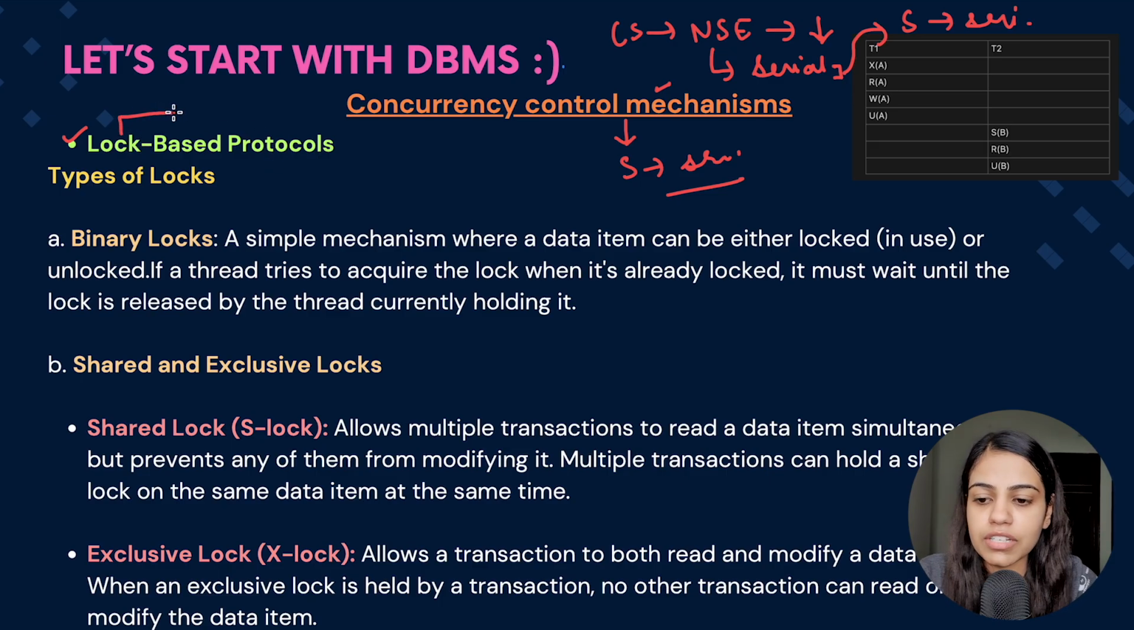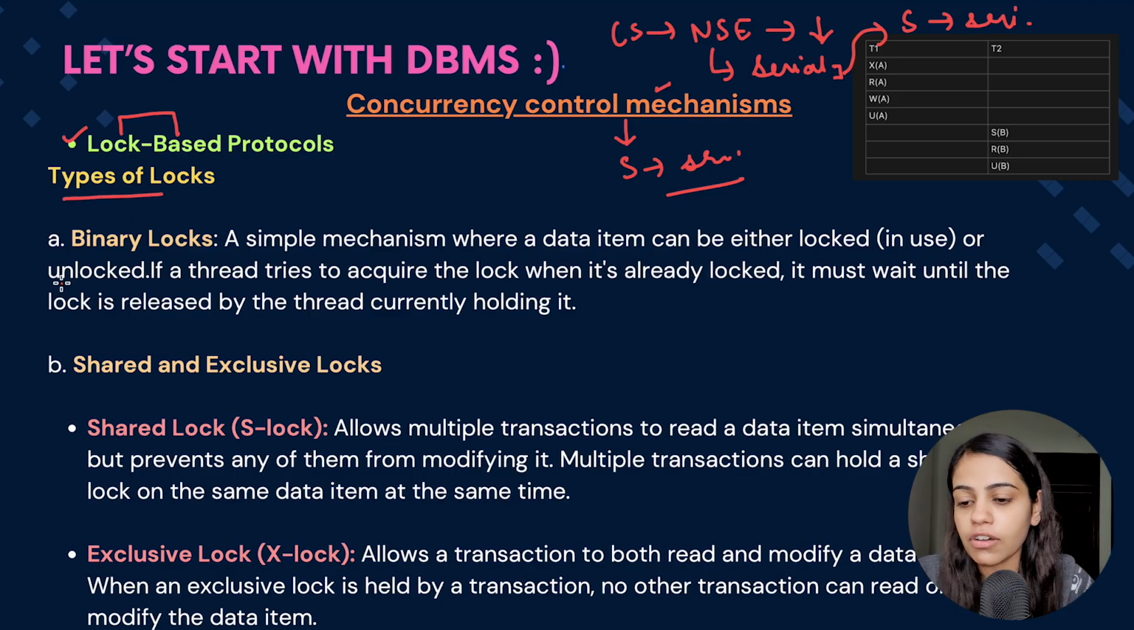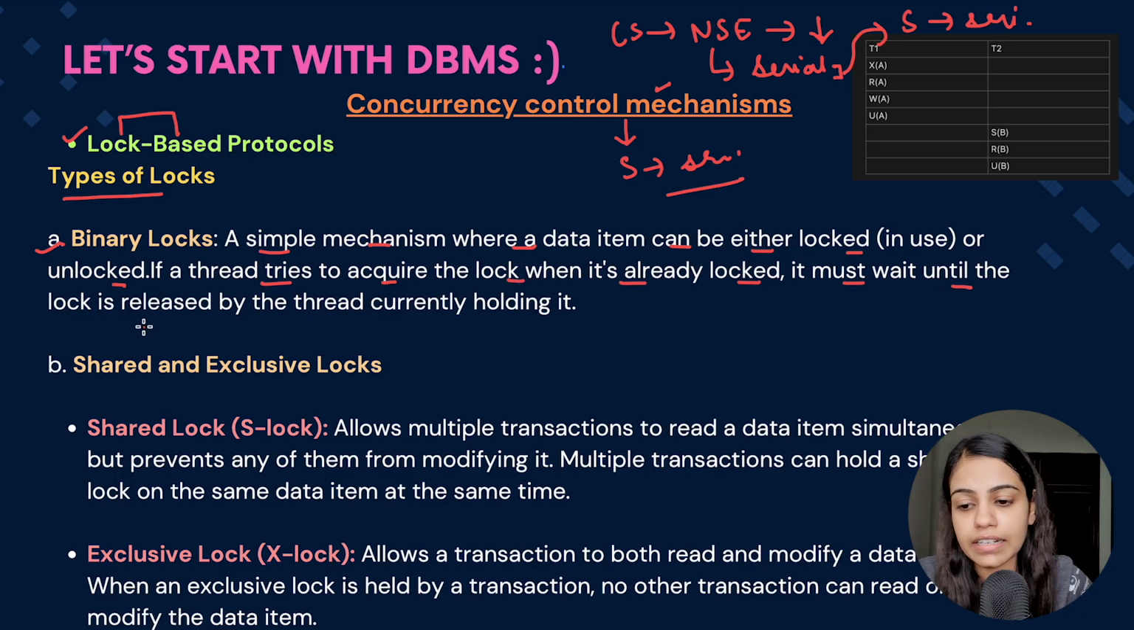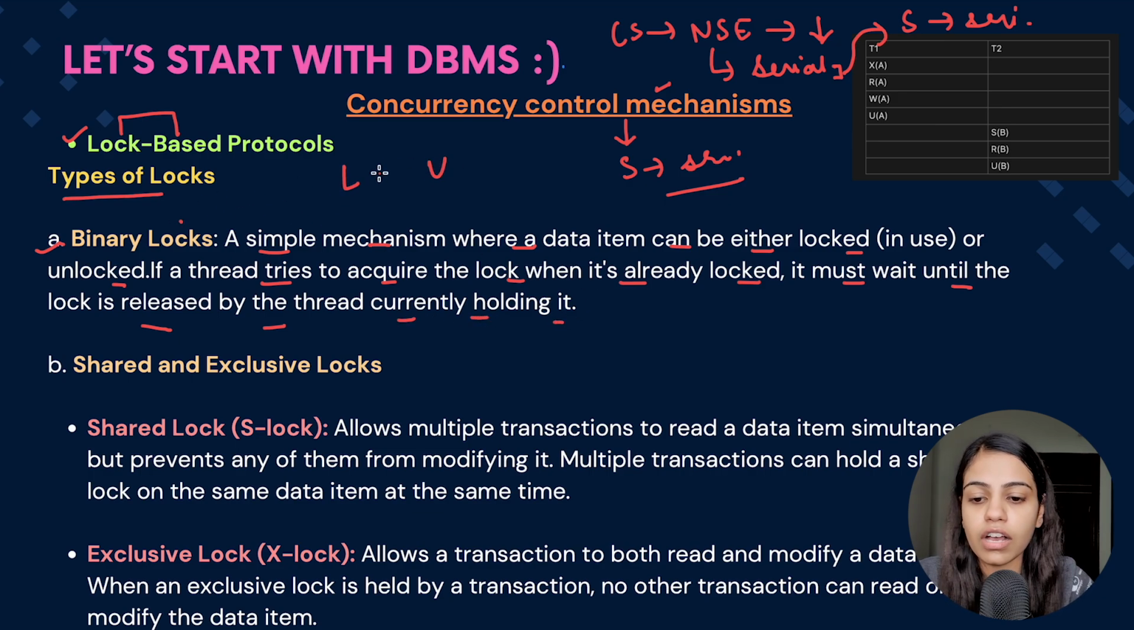As the name suggests, we are using some kind of locks so that we can achieve serializability and make a schedule serializable. Here are some types of lock. The first lock is binary lock. It is a simple mechanism where a data item can either be locked or unlocked. If a thread tries to acquire the lock when it's already locked, it must wait until the lock is released by the thread currently holding it. So as part of binary lock, we can lock or unlock a given data item A.